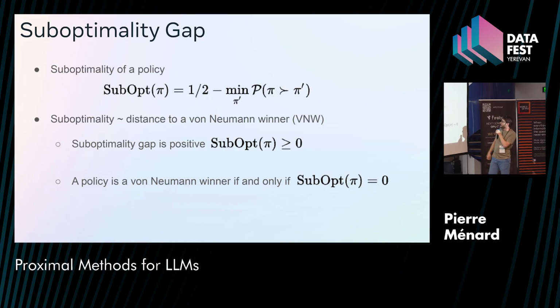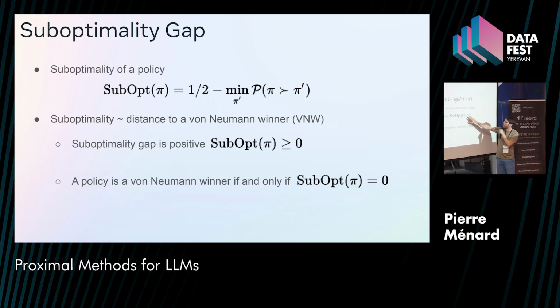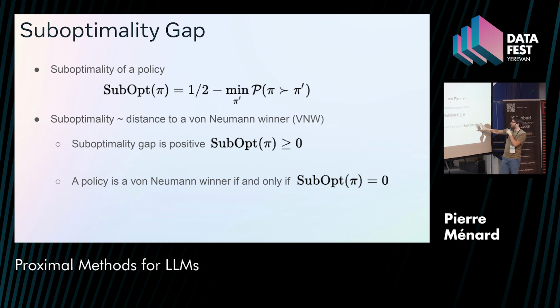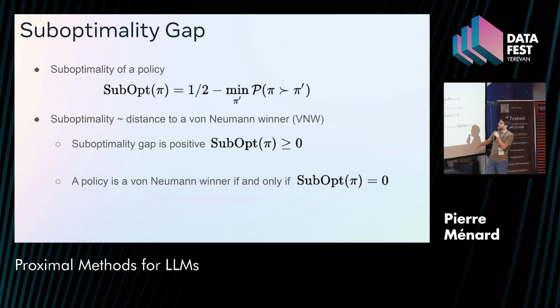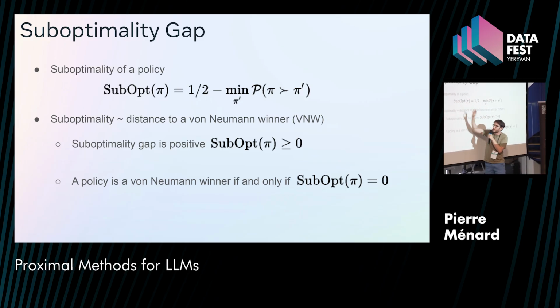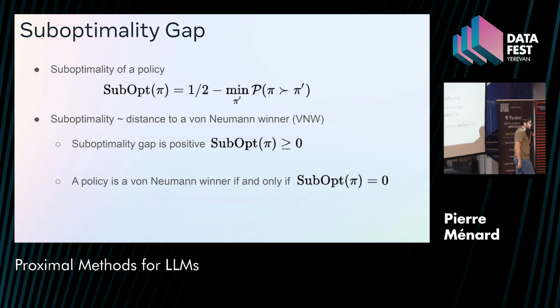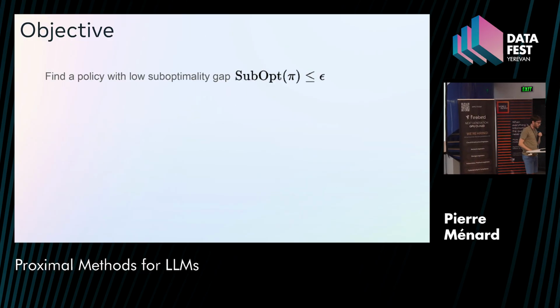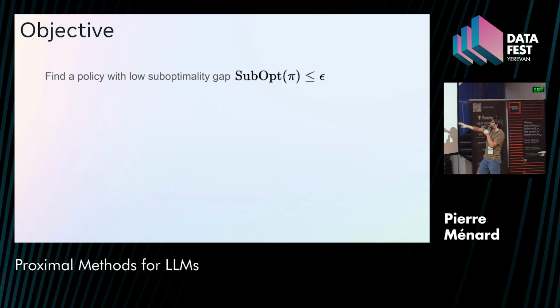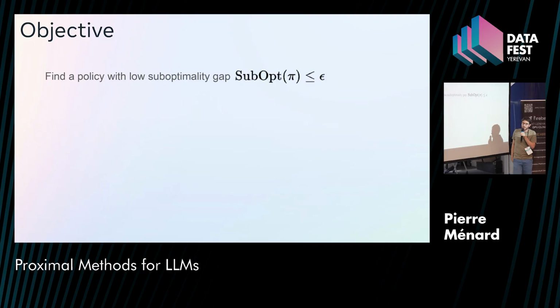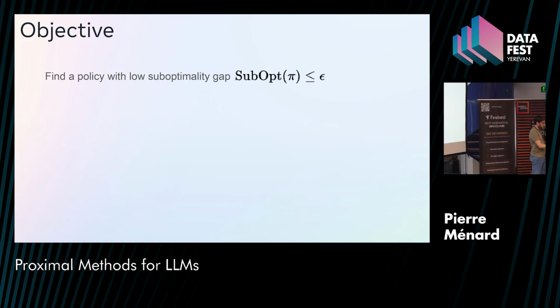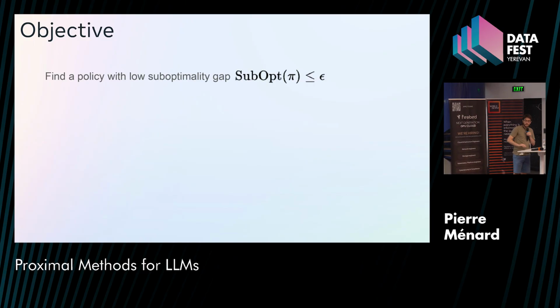So it's clear that this quantity is always positive, and it equals 0 when you are at the von Neumann winner, so when you are at optimality. So this is the quantity we will look at to define our objective. We want to find a policy that is, let's say, some epsilon close to 0 in terms of suboptimality gap.